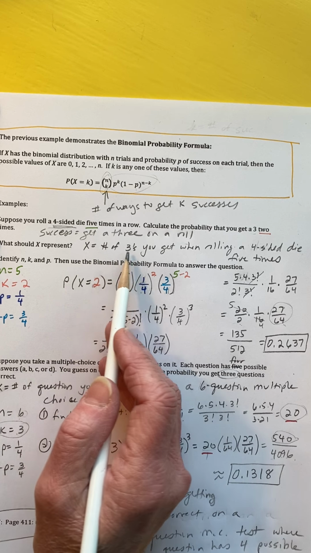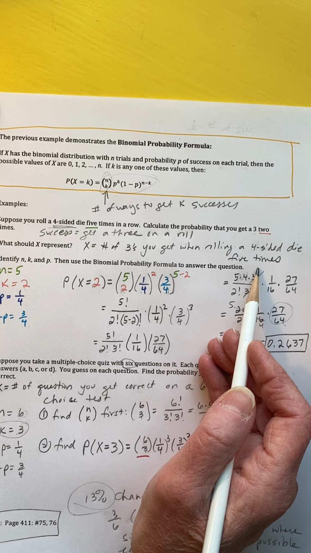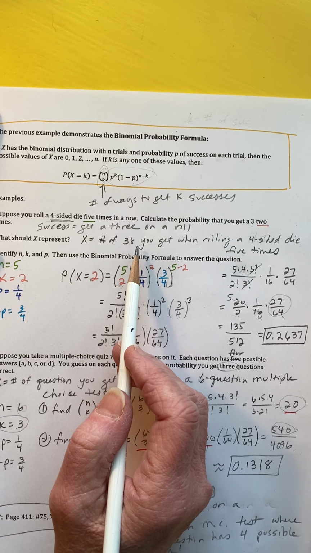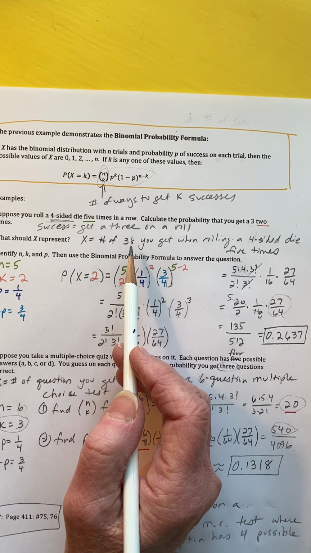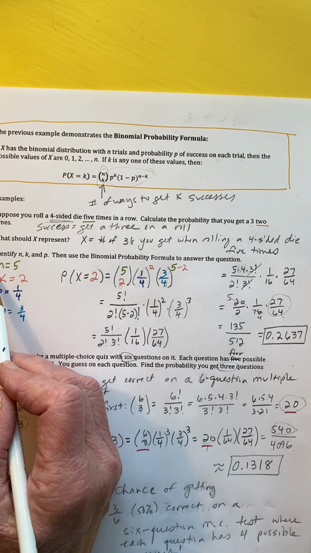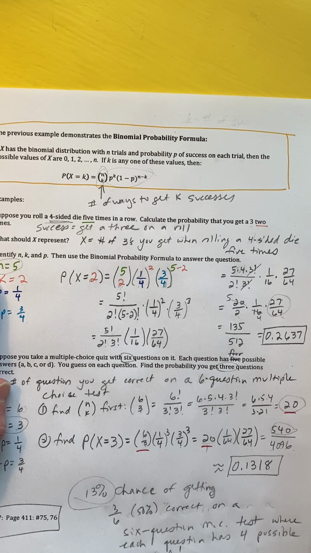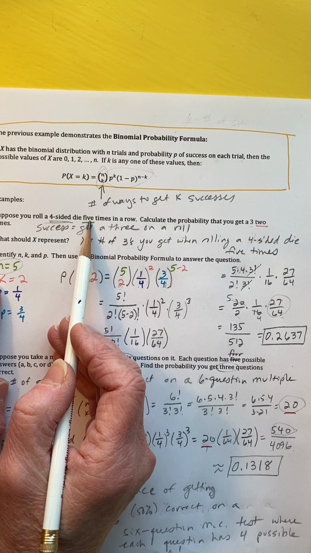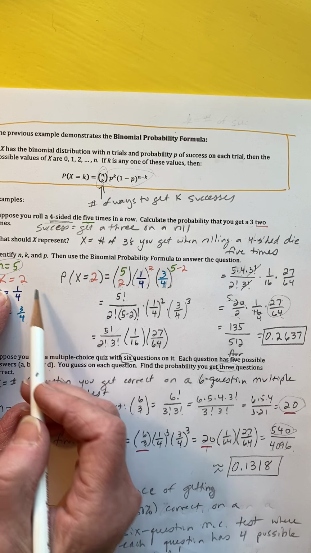Our variable x is the number of 3s you get when rolling a 4-sided die 5 times. It's good to lay these things out before you get started to make sure you understand what your variable x is and what you're going to call a success. Our number of trials is 5. I've underlined that in green. That's how many times you're repeating your chance process.